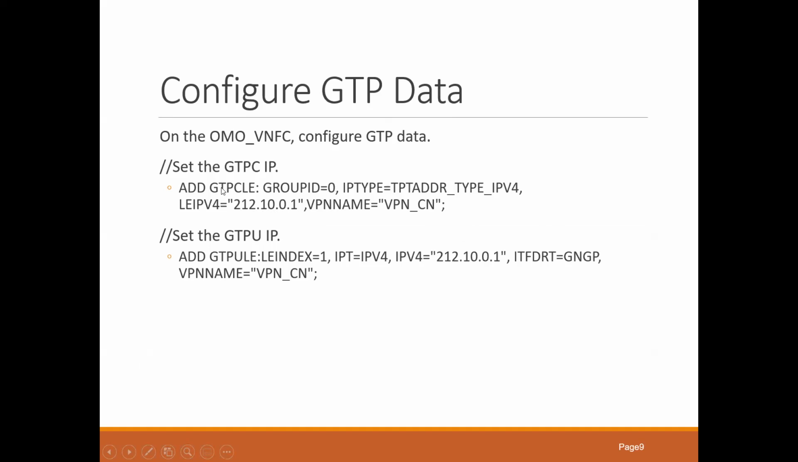The command is add GTPC local entity, and then you have a group ID, and you specify which type of IP address it is, the local entity IP, and the VPN. Because all your communication is based on different VRF instances or different VPN instances, you have to specify which VPN. If the IPs belong to different VPN instances, they won't be able to communicate with each other. So this has to be ensured, that the VPN instance is set correctly.